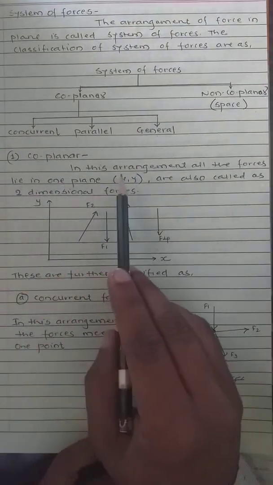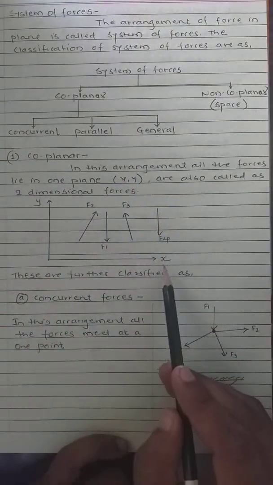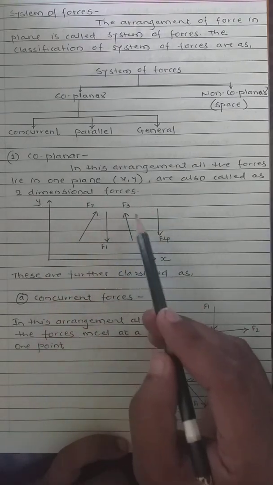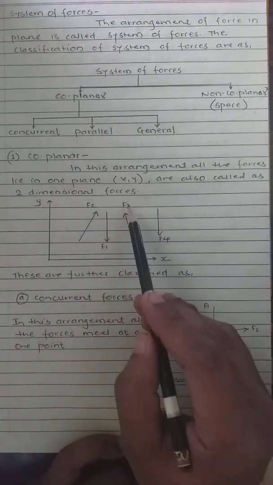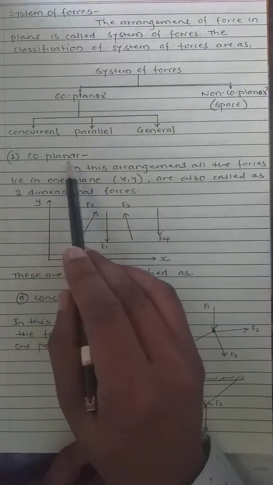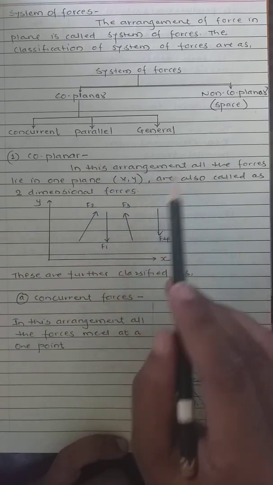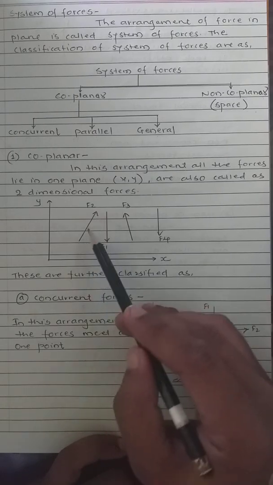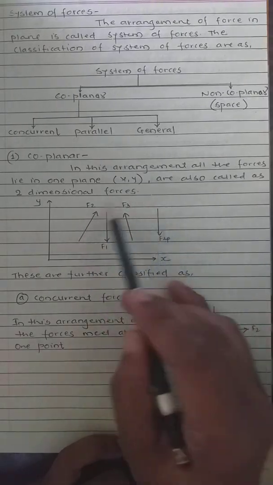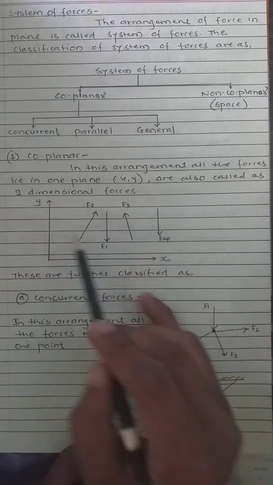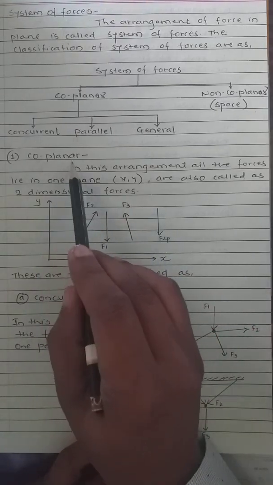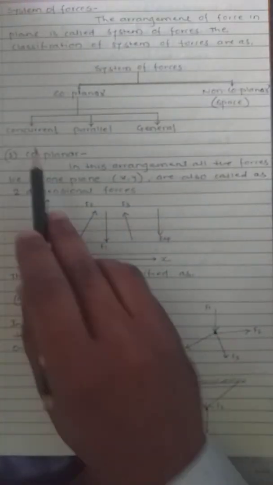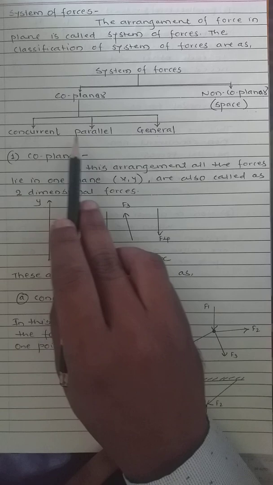Okay, now what are coplanar forces? Here you can see there is one plane, there is an x-axis, there is a y-axis. If all the forces lie in one plane, it is called coplanar forces. In this arrangement, all the forces lie in one plane, that is x and y. Here you can see there is F1, F2, F3, F4. All these four forces lie in one plane. That's why it is coplanar forces. Again, the coplanar forces are classified, as discussed, into concurrent, parallel and generalized.